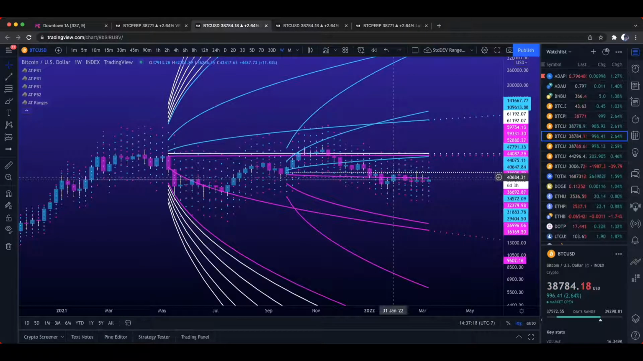So this pink line, this blue line on the projection, this is the 68.3% range, and this is the mean, right? This blue line, this pink line, that's the 95.4% range. And that blue line and that pink line, that's the 99.7% range. Bitcoin has not been able to close a weekly candle above the mean of that projection.